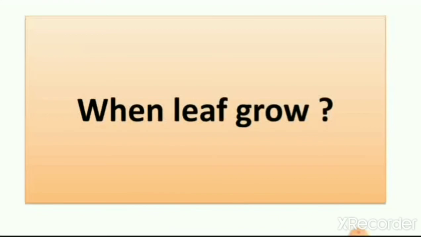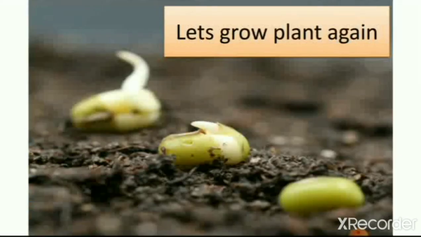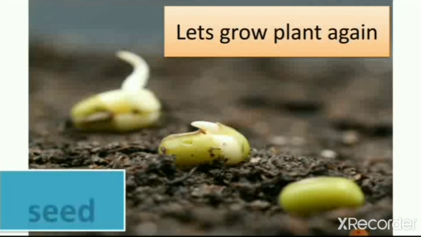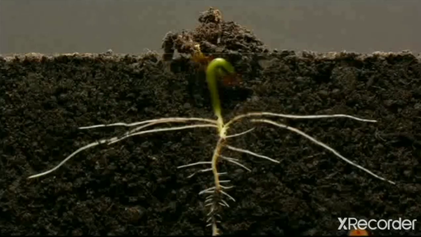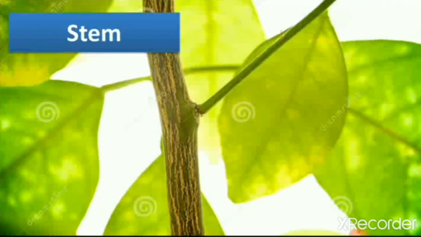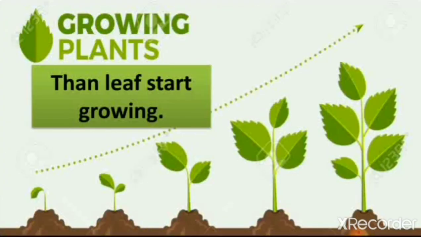When a leaf grows, we grow a plant from a seed. We take the seed, then we give it water, sunlight and air. Then roots start growing. You can see here the underground part of the plant. Stems start growing. Then the growth of the plant shows us how leaves start growing.